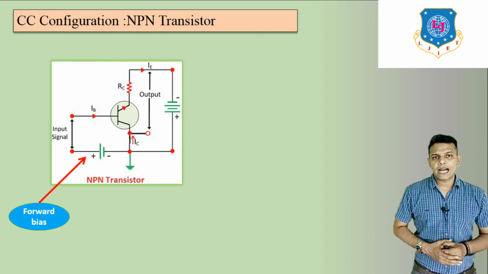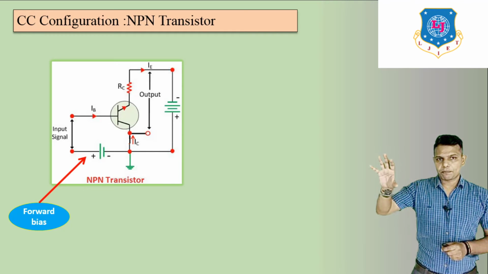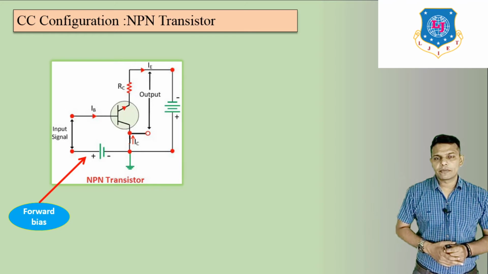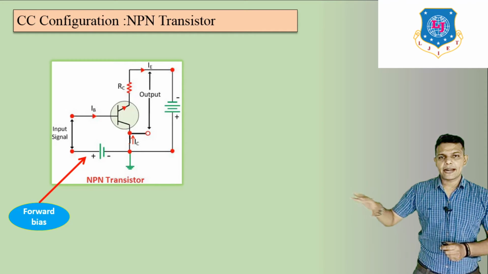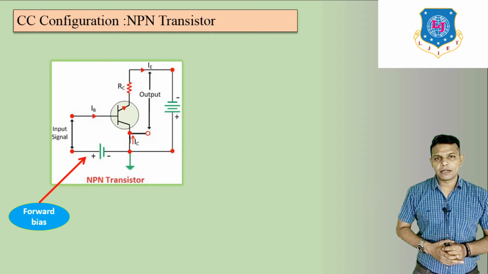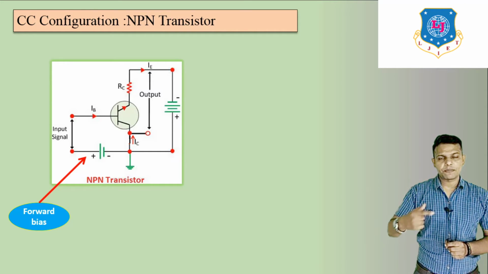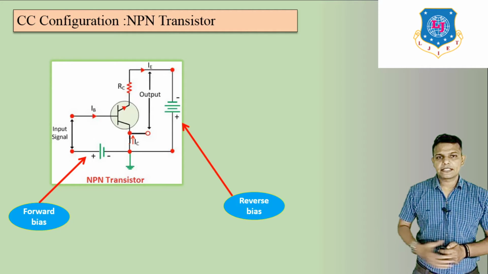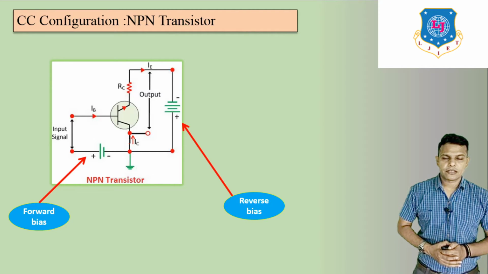Now here we can see the output side. The positive is connected with the collector's N type. Positive means P, and with NPN, both are dissimilar. N and that positive is P. So it becomes reverse bias. Here we can see this is in reverse bias.